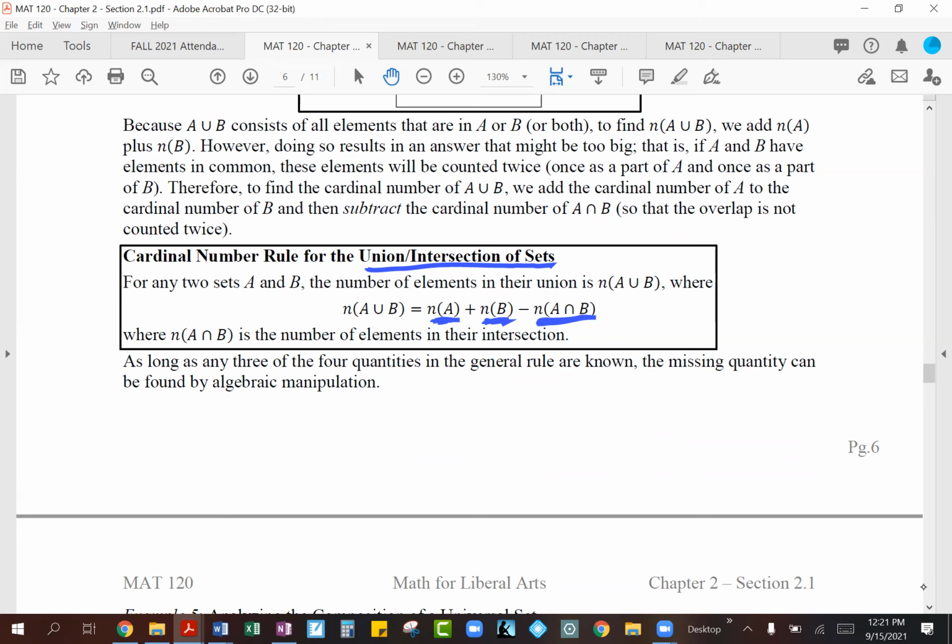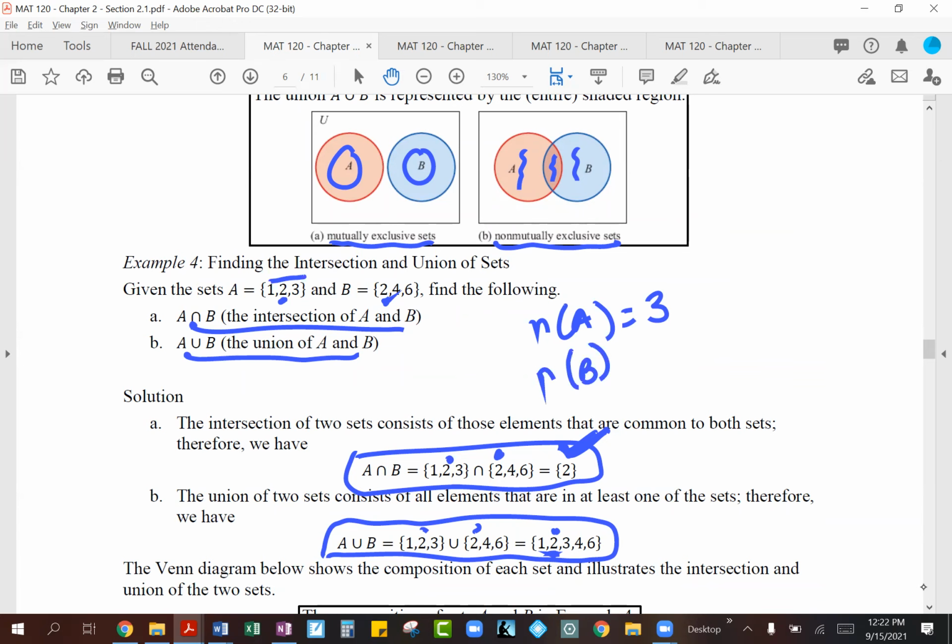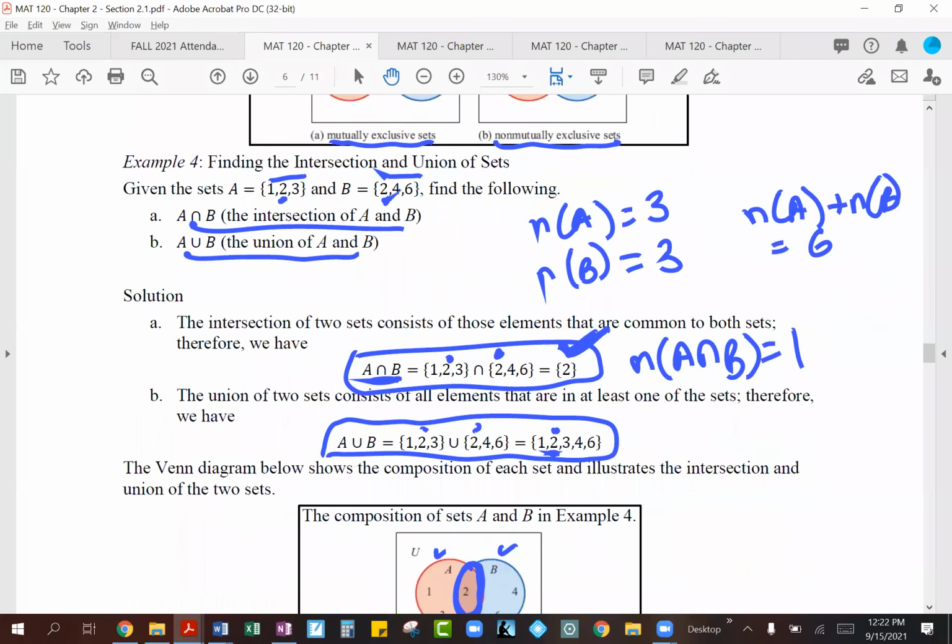So think about this. If we use this example over here, set A has 1, 2, and 3. So set A has a cardinal number of 3, because you've got 3 elements here. Set B has a cardinal number of 3 also. So if I just add NA and NB, that would be a total of 6. However, if we talk about the intersection, it has only 1 element in it.